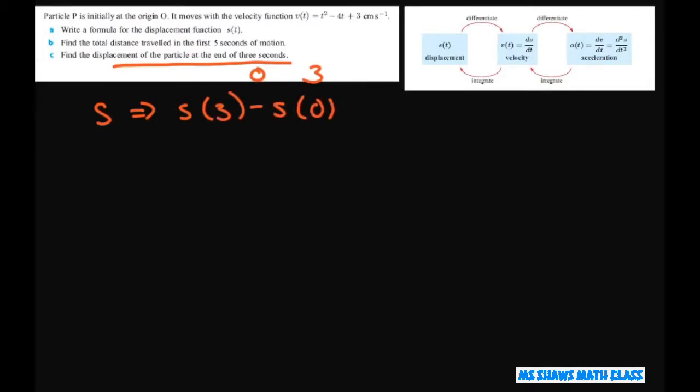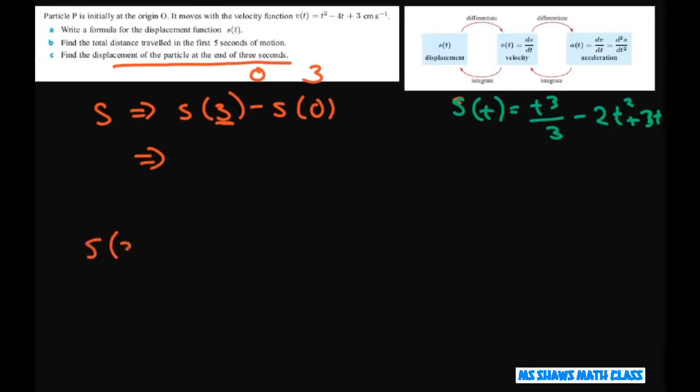And again, I'm going to give you my s. My s of t was t cubed divided by 3 minus 2t squared plus 3t. Put a plus there. So we already know that when you plug in 3, you get 0. So let's go ahead and do it again.